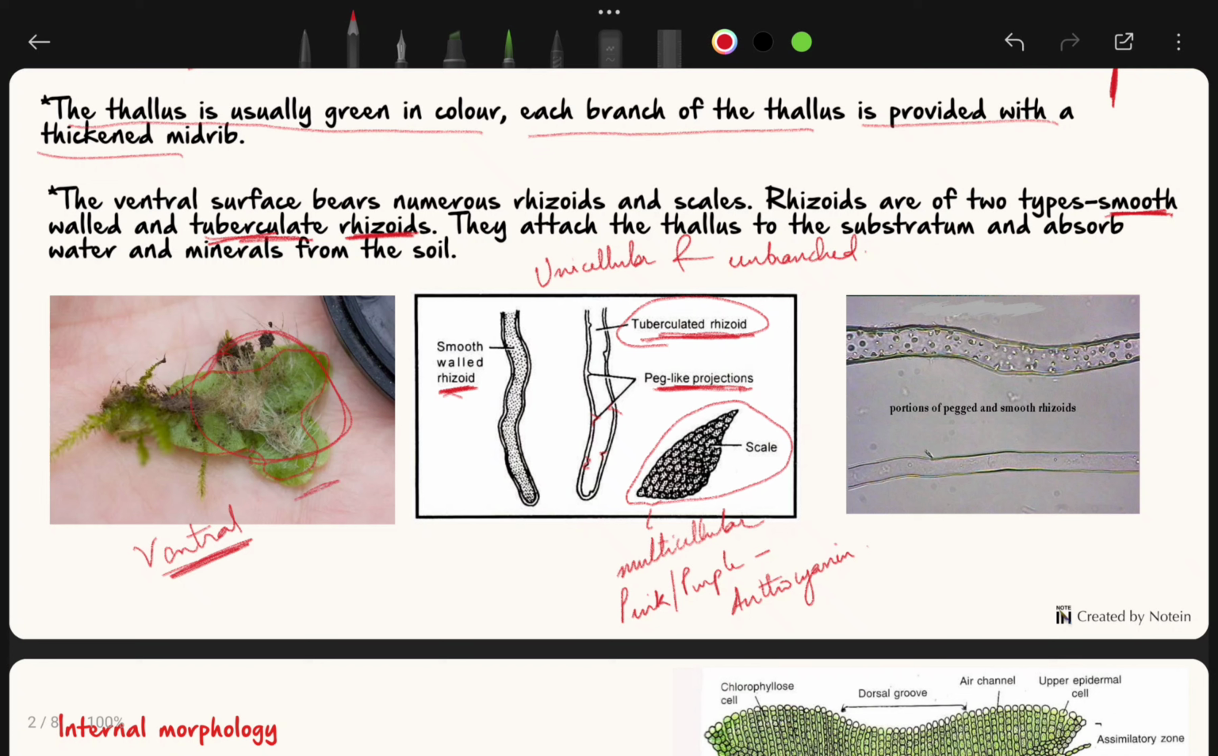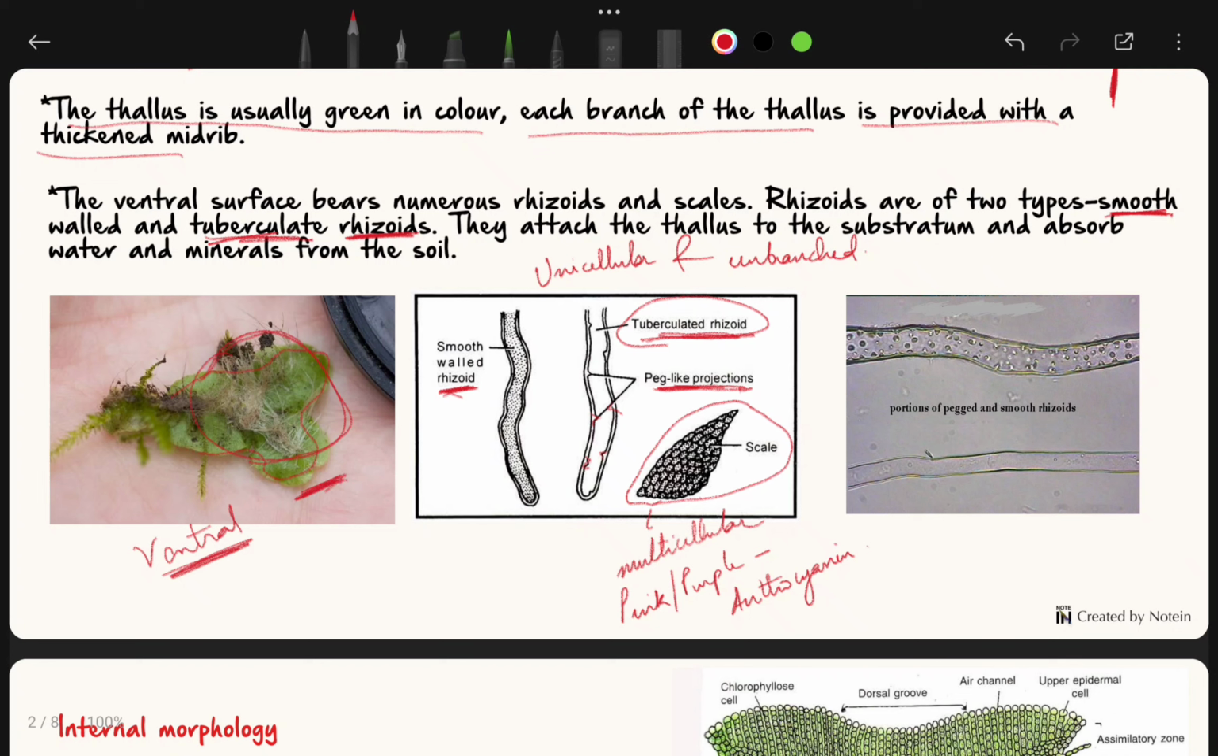So the function of the rhizoids is more or less like roots, but these are not true roots because they have no vascular tissues like xylem and phloem. But they perform the functions of roots, like absorption of water and minerals from the soil, and they also help the plant to anchor to the substratum.